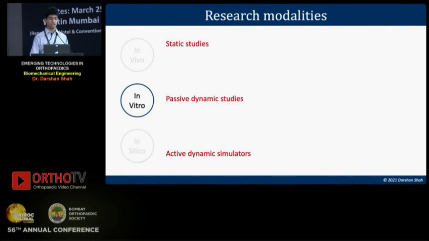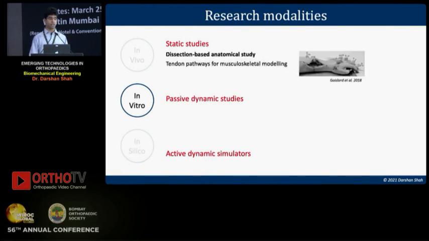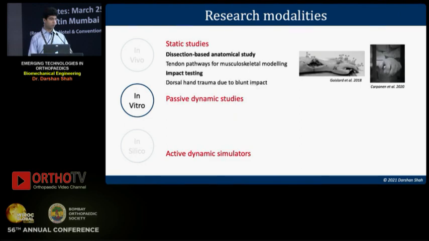This is what I am really excited about. There are static studies that are mainly dissection based, where we did a tendon pathway study for musculoskeletal modeling. But it can also be a bit more engineering, like this dorsal hand trauma due to blunt impact. This is a cadaver testing that we had done back at Imperial College.